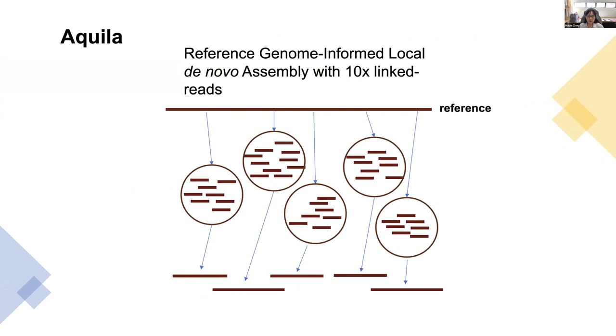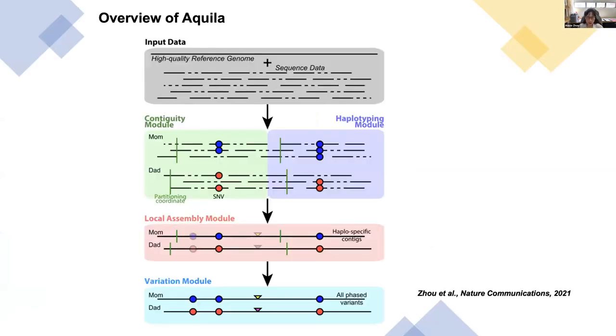Okay, so for today's talk, the first tool I want to introduce is Aquila. Aquila is a human reference-assisted local de novo assembly algorithm using 10x linked reads. So here's the overview of Aquila. The input data for this tool is a high quality reference genome and your whole genome sequencing data, for example linked reads. And we have several modules for this tool.